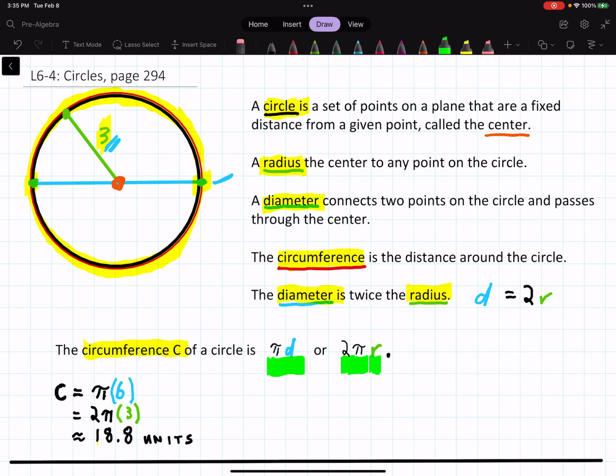So when I know the diameter, I just multiply it times pi to get the circumference. When I know the radius, I multiply it times 2 to get to the diameter, and then times pi to get to the circumference. So here's an example using the diameter, pi times 6. And remember, I'm using the formula up here, that our diameter is 6, or I use the second line here, pi times 2 times 3, 3 being the radius. Either way, we come out with the same answer, basically 18.8 units.